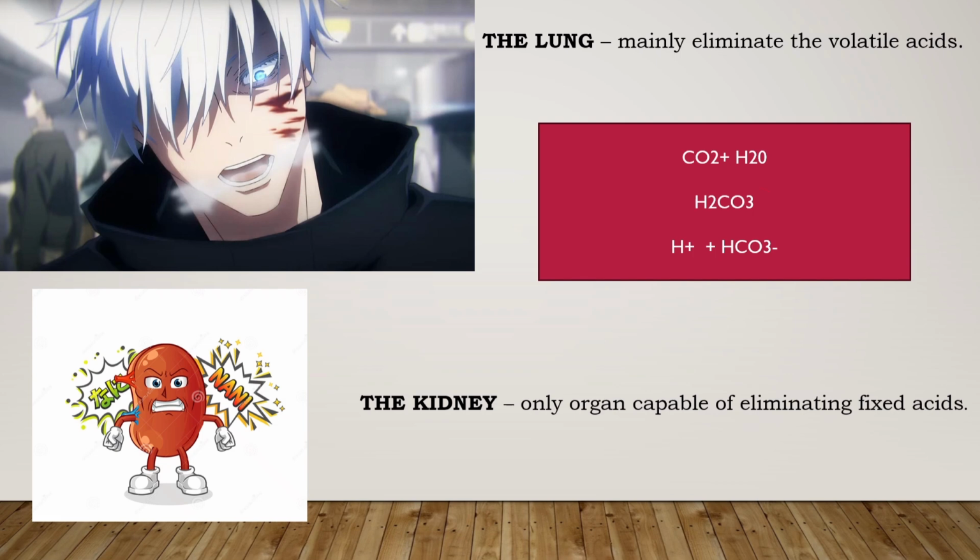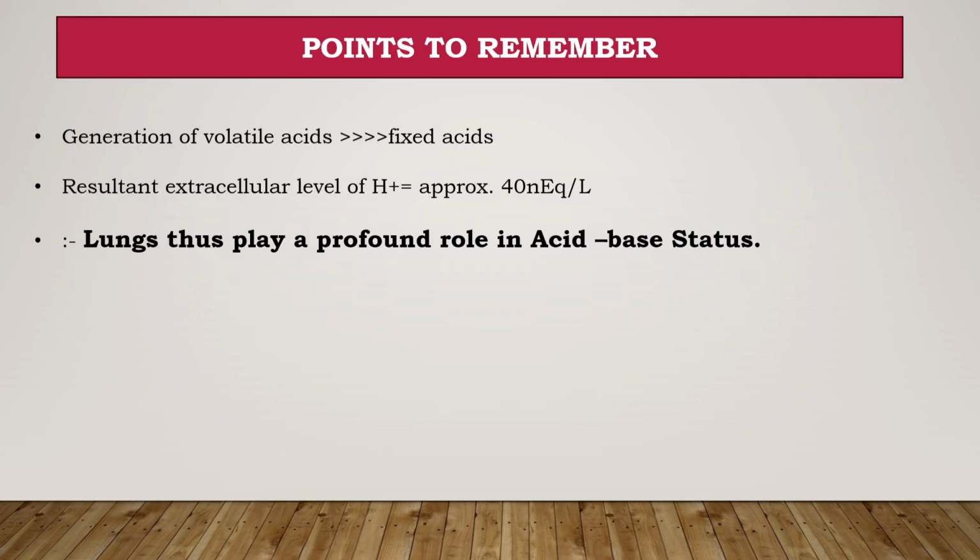The carbonic acid H2CO3 doesn't always stay as H2CO3. It dissociates to form CO2 plus H2O, and also H+ and bicarbonate. CO2, being very volatile, is eliminated by the lungs and bicarbonate is eliminated by the kidney. The point to remember, as I told you, is that volatile acids are formed in a very vast amount, so the lungs play a profound role in acid-base balance.